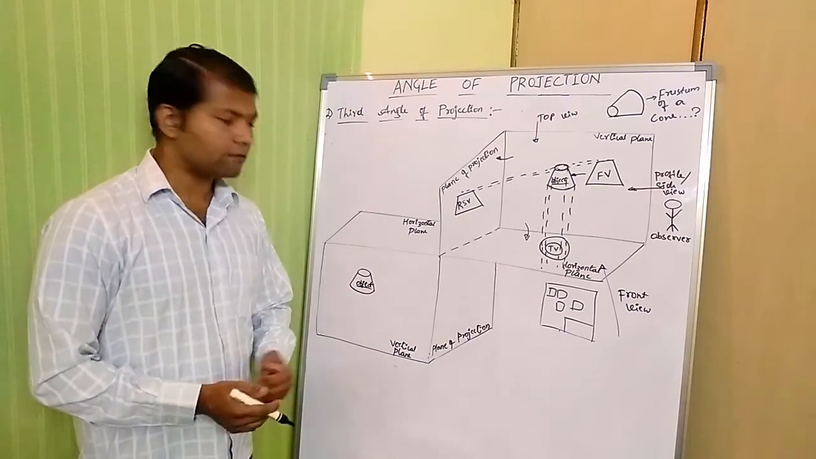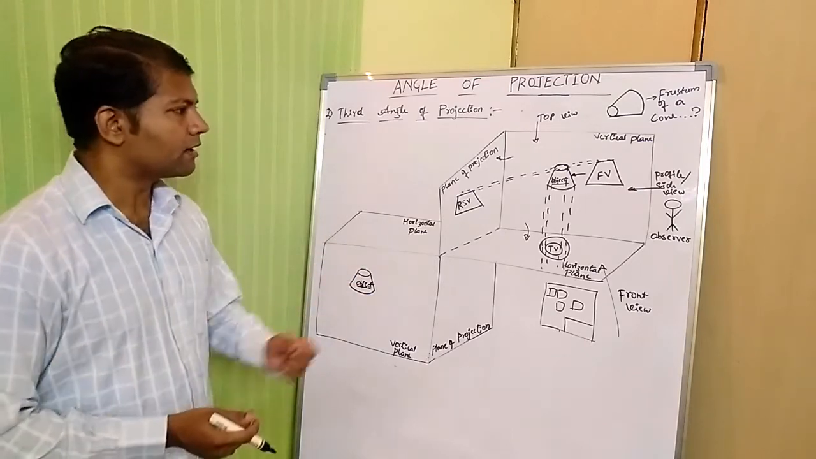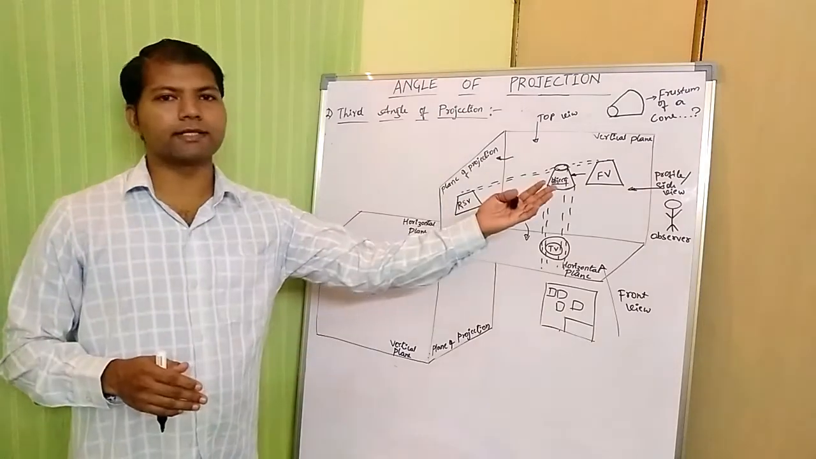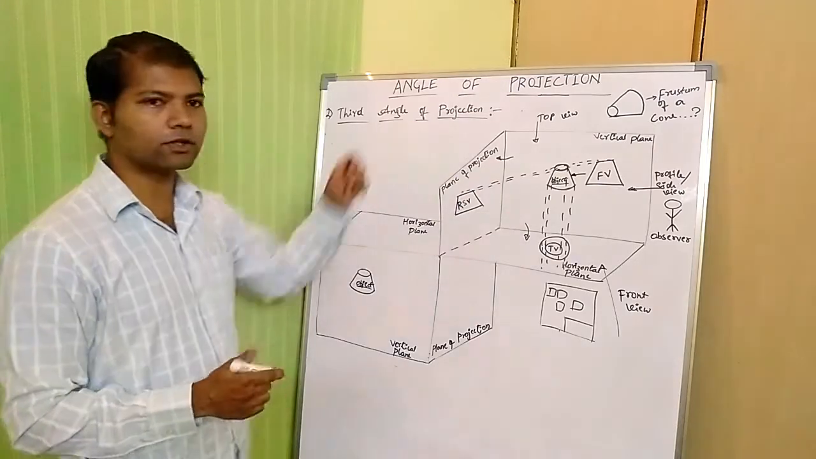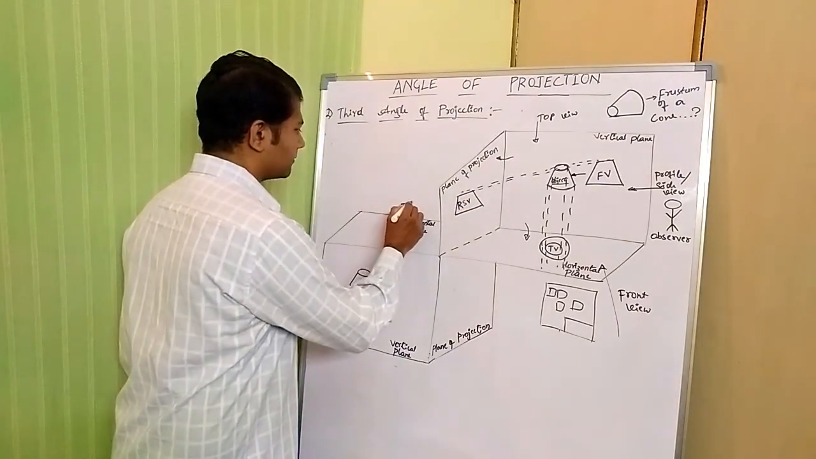So for the third angle of projection demonstration, similarly for you it is a front view and there is an observer. The observer is not going to change place, and the top view, if you consider, this can be taken as the top view.